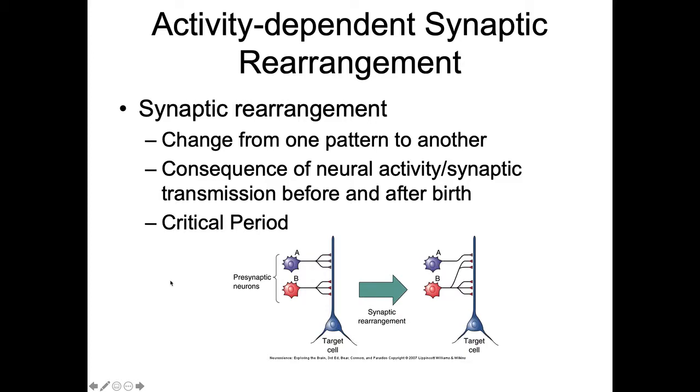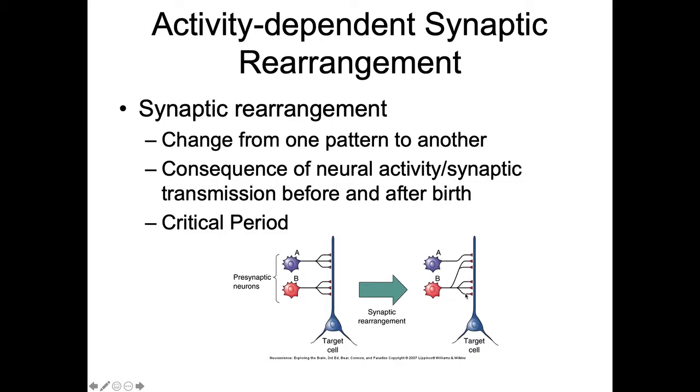Hubel and Wiesel did these in classic studies back in, I believe, the 70s. But it's still really powerful even today. So presynaptic neurons A and B here, for example, are targeting a particular cell. And synaptic rearrangement comes into play where, in particular, maybe B has a much more potent connection with the target cell than A does.